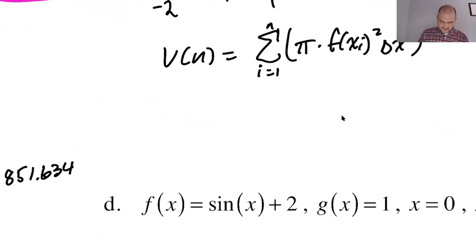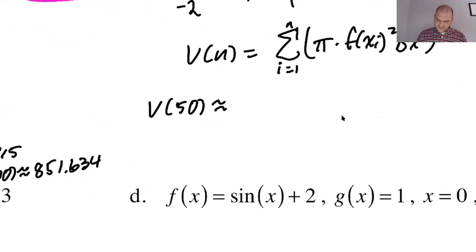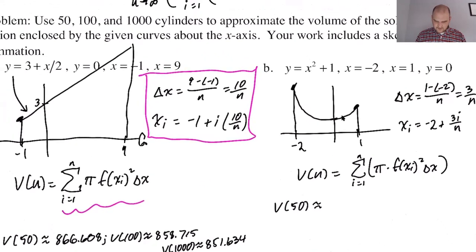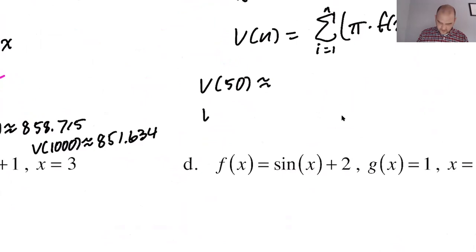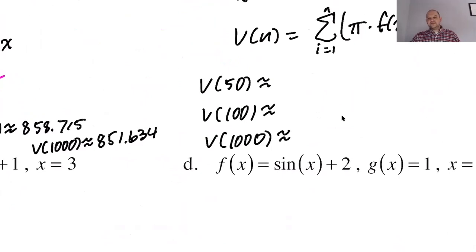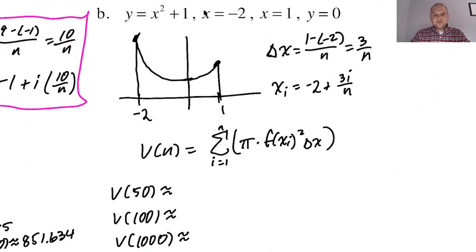While I'm here, why don't I write down V of 50, V of 100, and V of 1,000? I'm going to come back, fill these in, and cut this video. So I'm going to enter this on the calculator and see what we get.